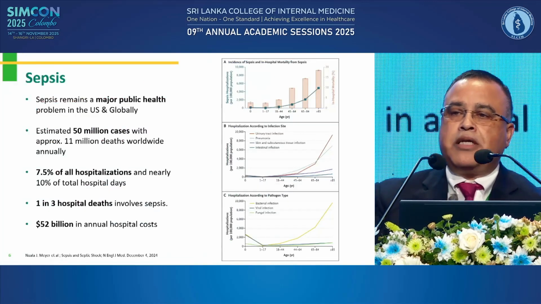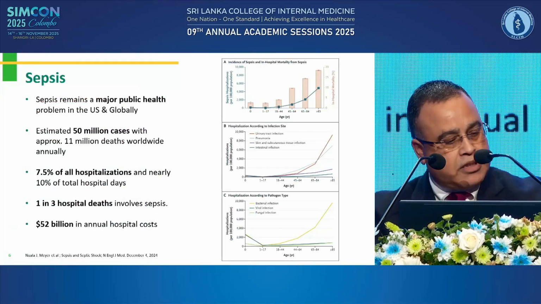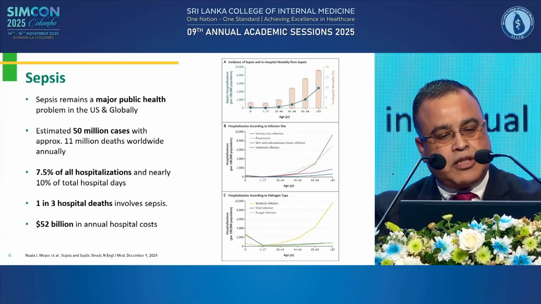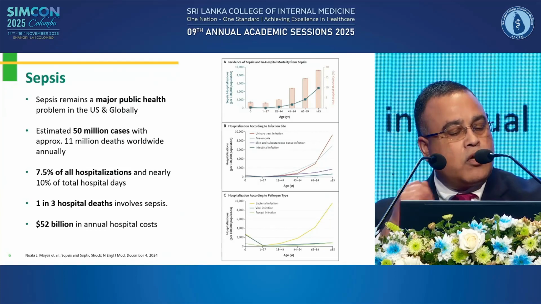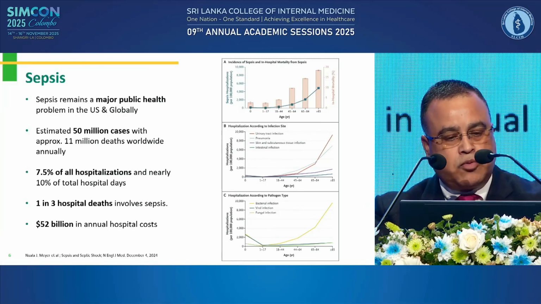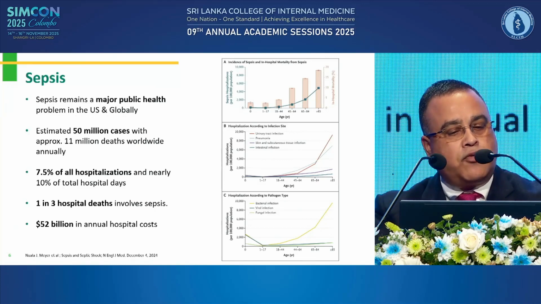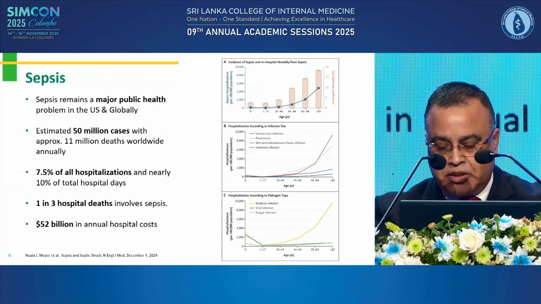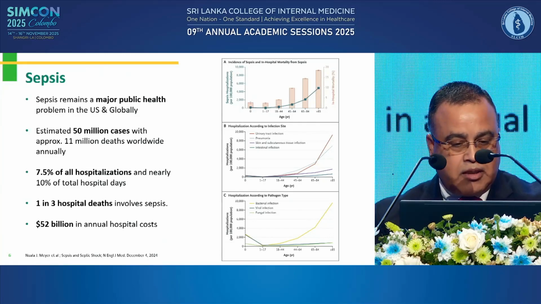So as Dr. Mahan mentioned, it's a global public health problem all around the world. Almost 50 million cases with approximately 11 million deaths worldwide annually. These last three data are from the US, and I'm sure they are similarly reflected in other parts of the world. Almost 7.5% of all hospitalizations and nearly 10% of the total hospital days. One in three hospital deaths are related to sepsis, and it's one of the most expensive ICD-10 conditions in the US for hospitalized patients, almost $52 billion per year.